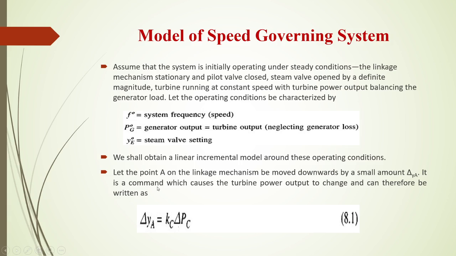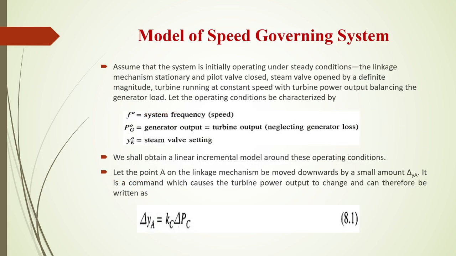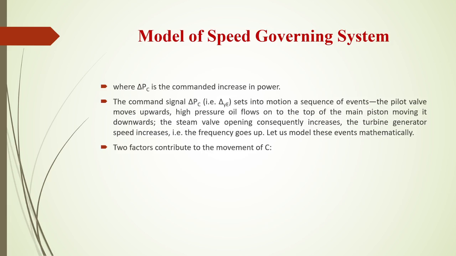Let the point A on the linkage mechanism be moved downwards by a small amount delta YA. It is a command which will cause the turbine power output to change, and therefore delta YA can be written as Kc delta Pc. Here delta Pc is the commanded increase in power, and the command signal delta Pc sets into motion a sequence of events.